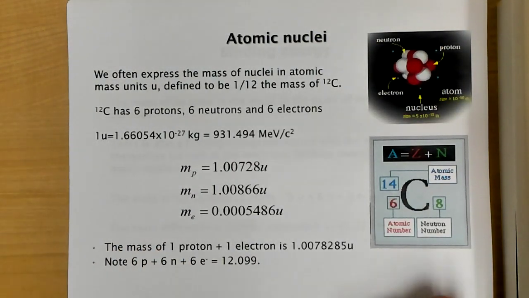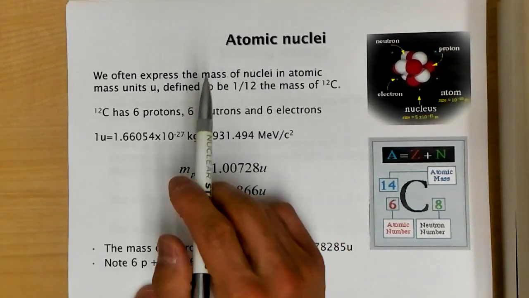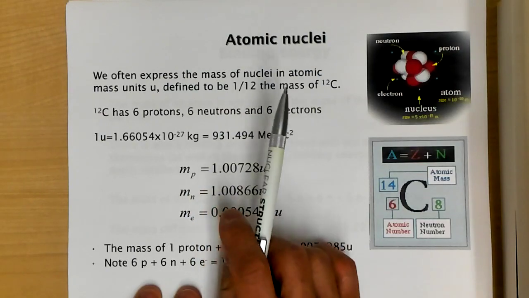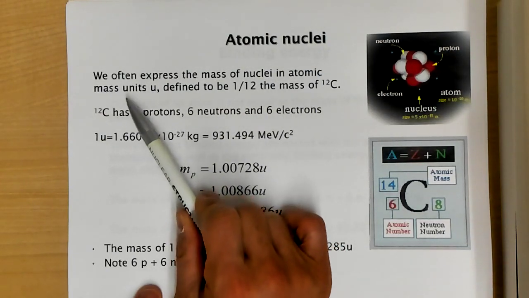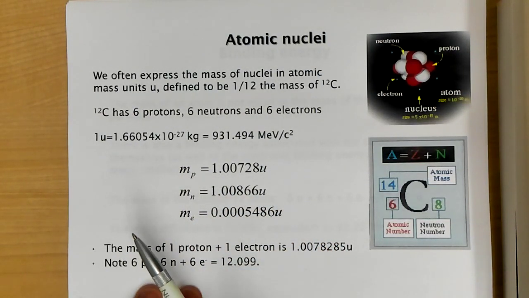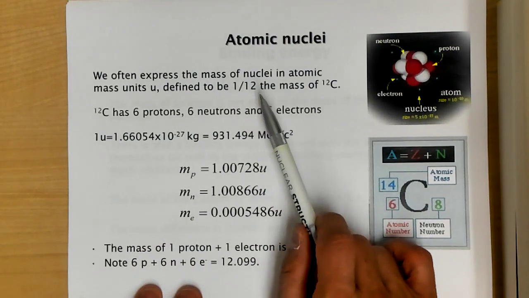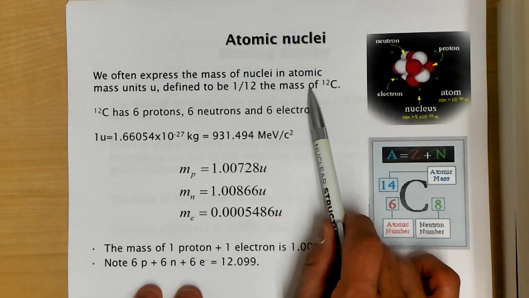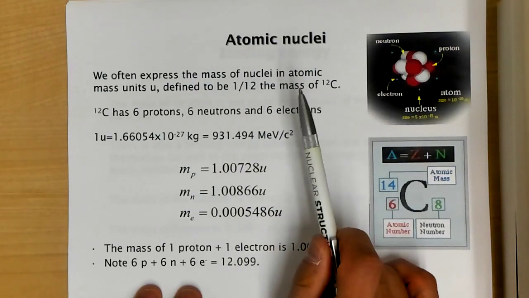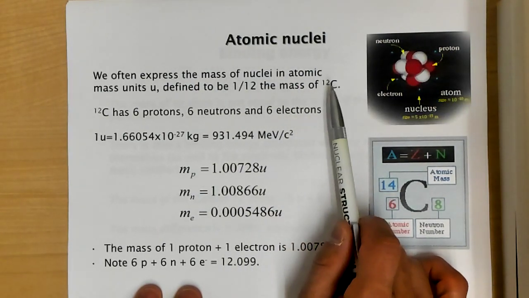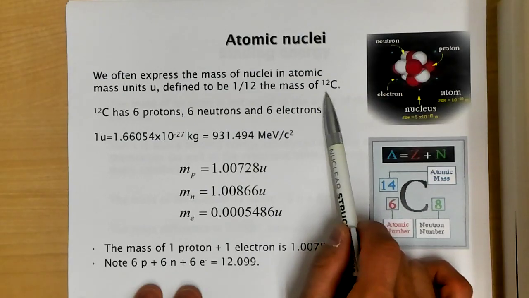Okay, let's talk a little bit about how we express masses. In atomic nuclei, we usually express the mass of the nucleus in what are called atomic mass units, U. By definition, it's defined as exactly 1/12 the mass of carbon-12. It's just a convenient way to define the mass because it's rather easy to measure the mass of carbon-12.